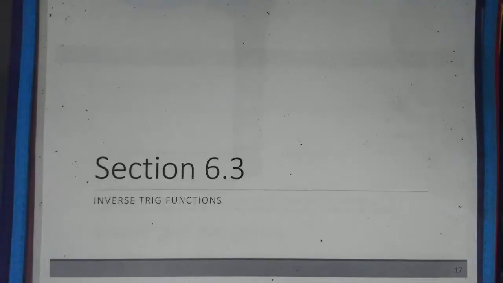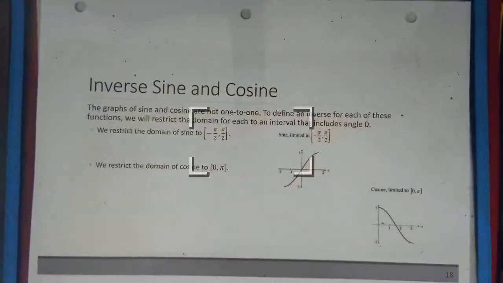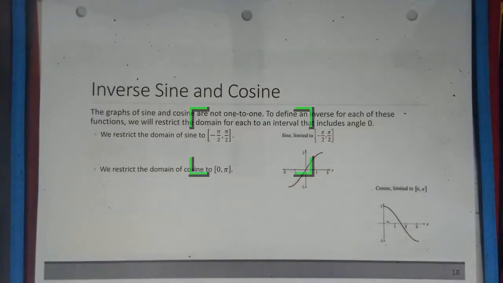In this video, we'll be looking at section 6.3, which covers inverse trig functions. Now, we've talked about inverse functions before, just not in terms of sine and cosine. We said that a graph represents a function if it passes the vertical line test. We said that a function is one-to-one if it passes the horizontal line test. And if a function is one-to-one, then it has an inverse.